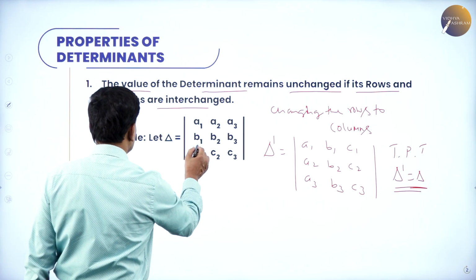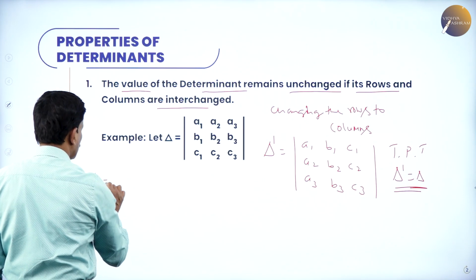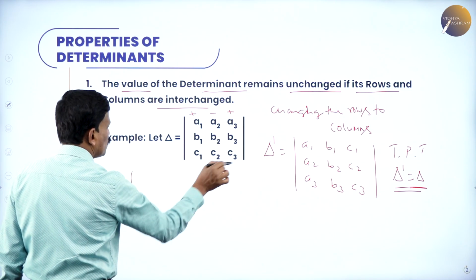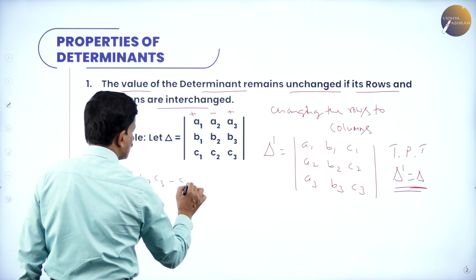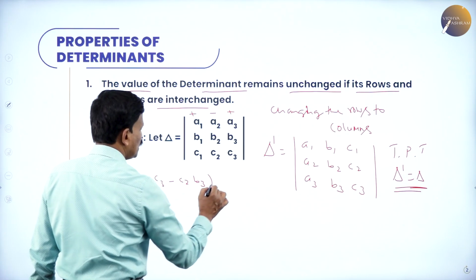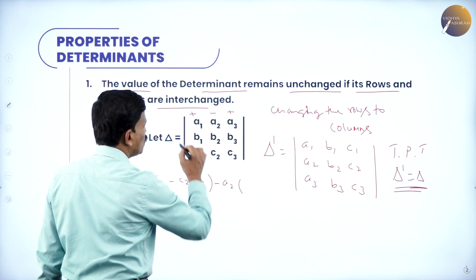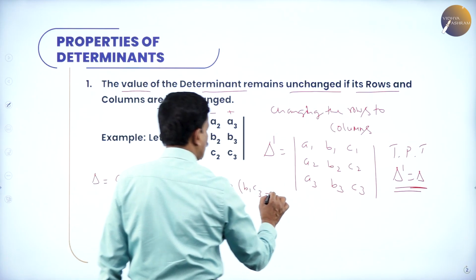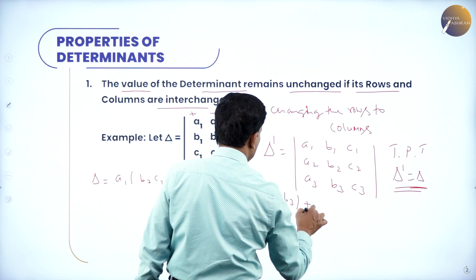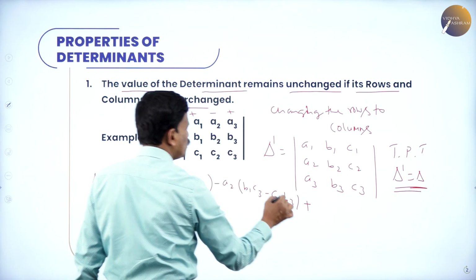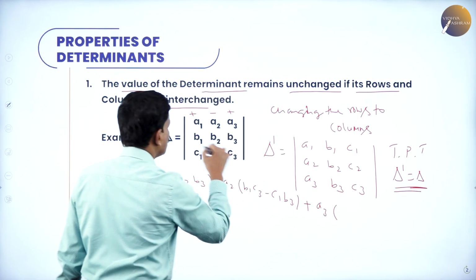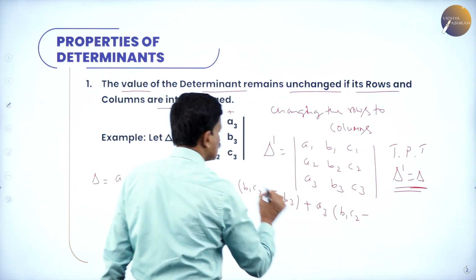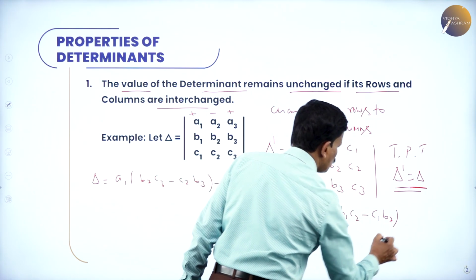Now let me expand this. Delta is equal to, expanding along the first row with signs plus, minus and plus: A1 into (B2 C3 minus C2 B3), minus A2 into (B1 C3 minus C1 B3), where this row and column are deleted, plus A3 into (B1 C2 minus C1 B2), where this row and column are deleted. Now simplify this.